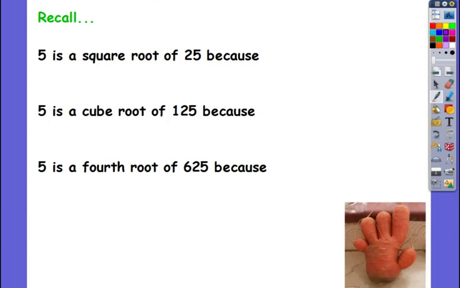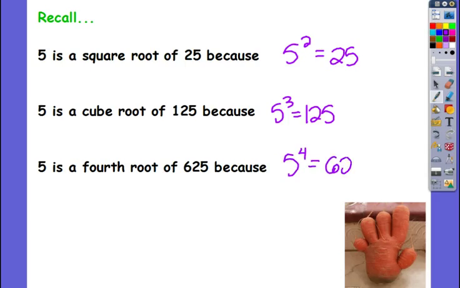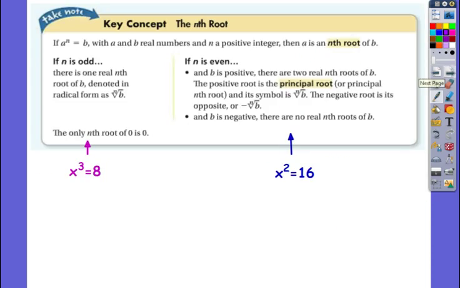Now, just some more review. Recall 5 is a square root of 25 because 5 times 5, or 5 squared, is 25. 5 is a cube root of 125 because 5 cubed is 125. And 5 is a fourth root of 625 because 5 to the 4th power is 625. So if you keep these in mind, let's look at something that comes from the book.